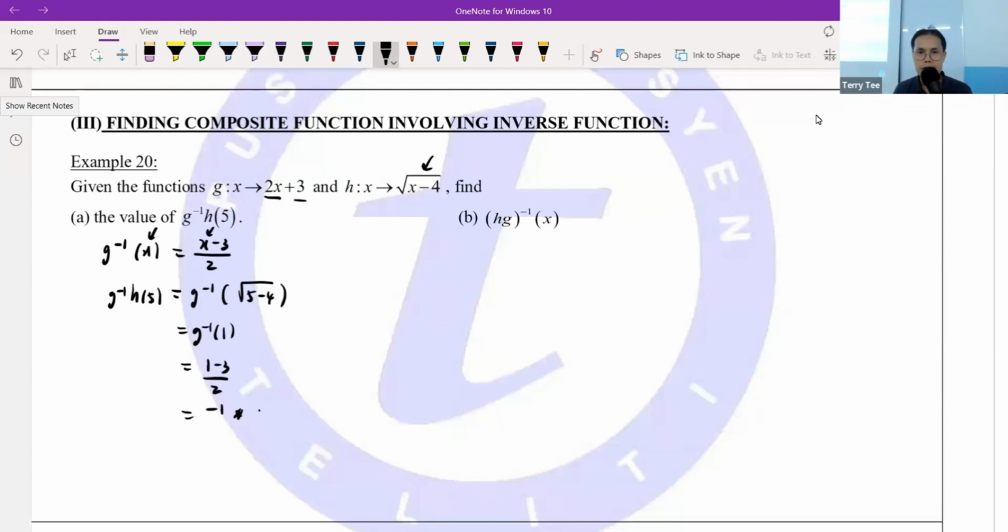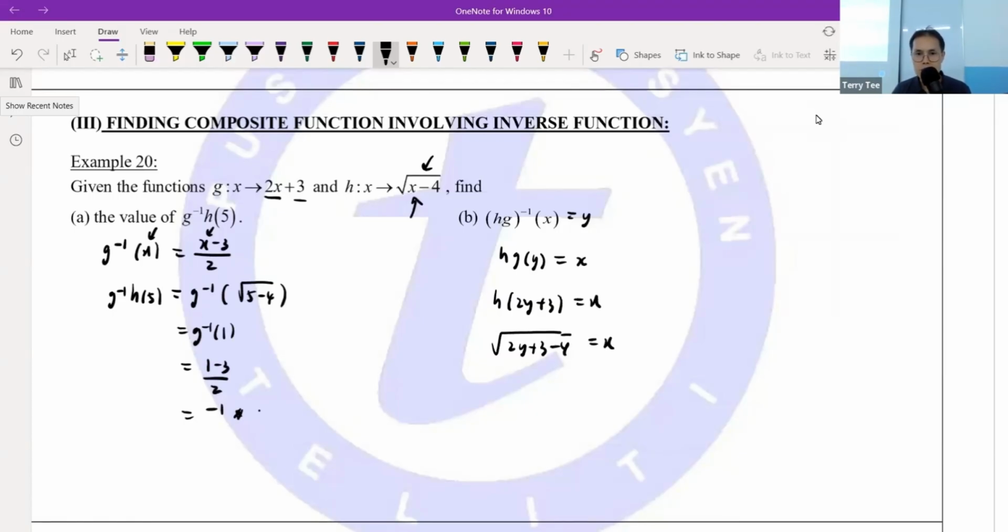Okay, how about this? h g inverse x. For me, I would first let this be y. And remember, we interchange your object and your image. The moment you interchange your object and image, the inverse sign disappears. So this is h(g(y)) equals x. Take this, sub inside. You know your g, right? Your g is 2x plus 3, but this is g(y), so you write 2y plus 3, and take this, sub inside your h: square root of 2y plus 3 minus 4, the result is x.